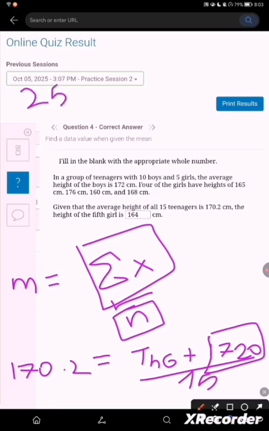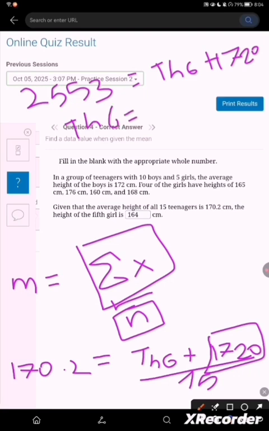Now that means that 2,553 is the total height of girls plus the total height of boys, which is, sorry, I forgot the 1,720 here. Now, simply, you can just subtract 1,720 from 2,553 to get the total height of girls. So, 2,553 minus 1,720, and you get the total height of girls is equal to 833.